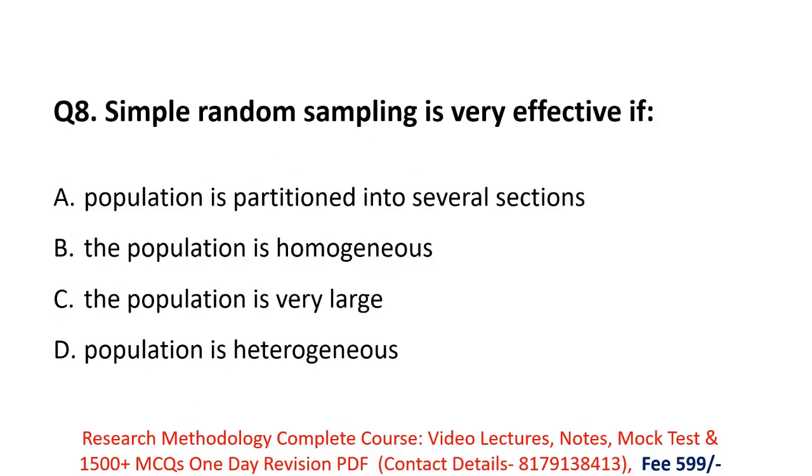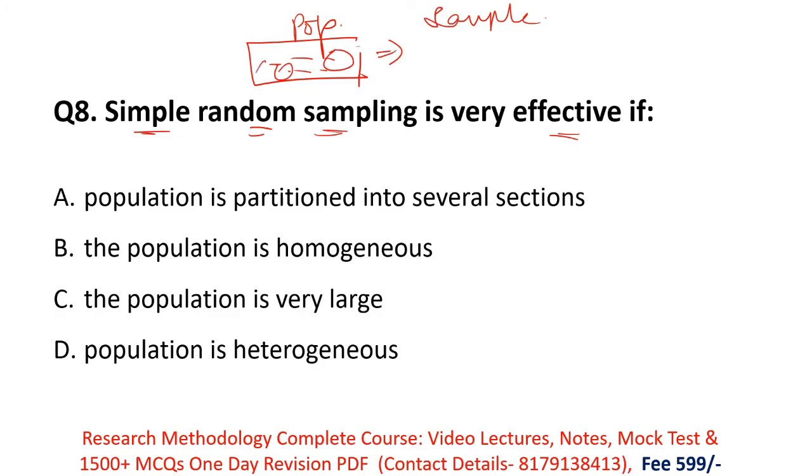Next, simple random sampling is very effective if. So what they are asking is when simple random sampling is effective. Okay, so remember, in simple random sampling the researcher directly selects the sample. Let's say for example, here I have some population. If I am performing simple random sampling, I'll select my sample randomly from this population, and they will become my sample.